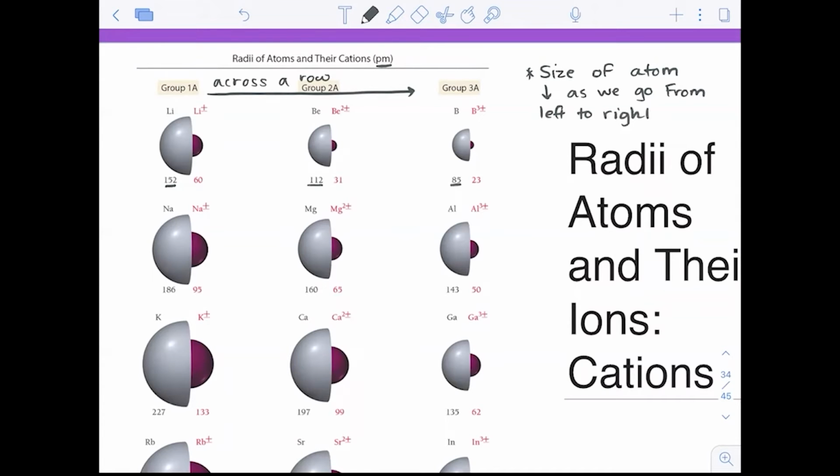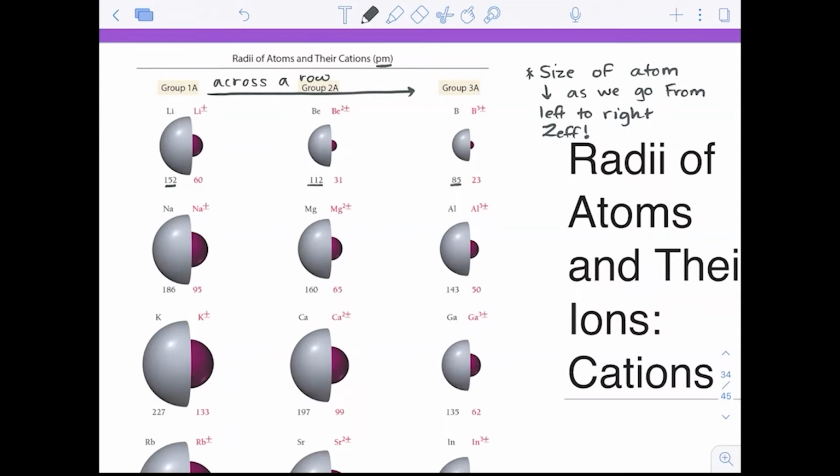Well, what is causing that? The Z effective. As the Z effective increases, that literally means the electrons on the outermost shell are feeling more of the protons in the nucleus and therefore being held tighter.